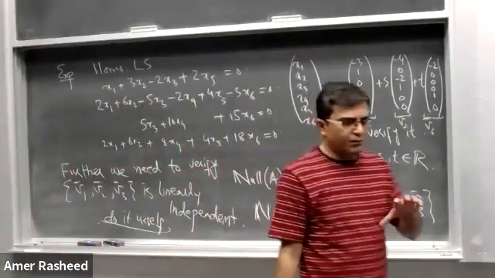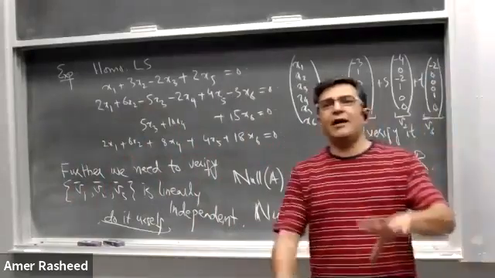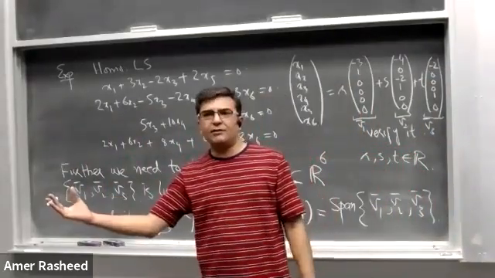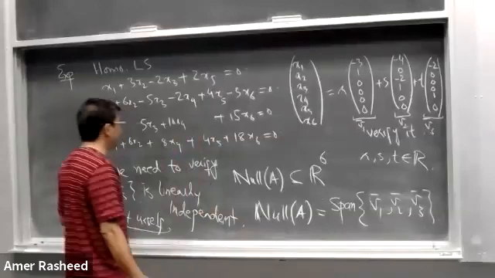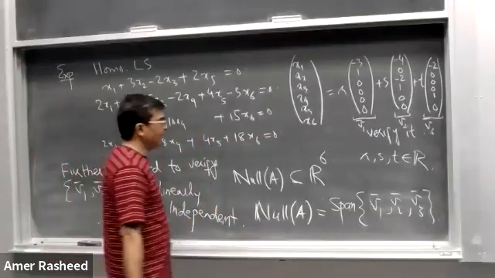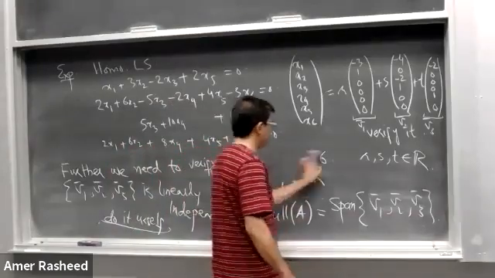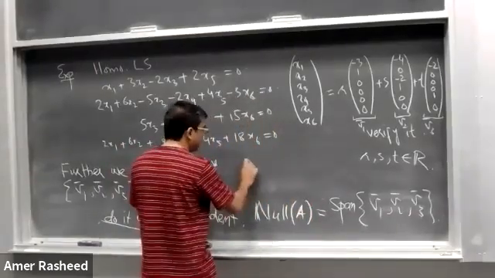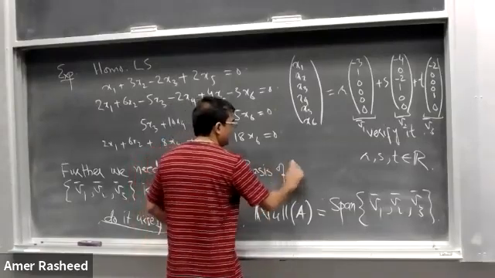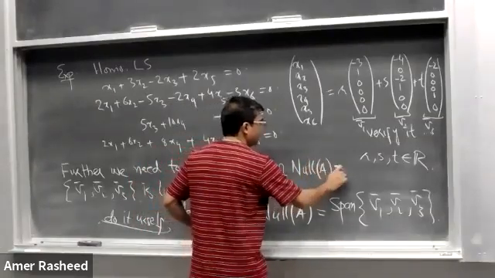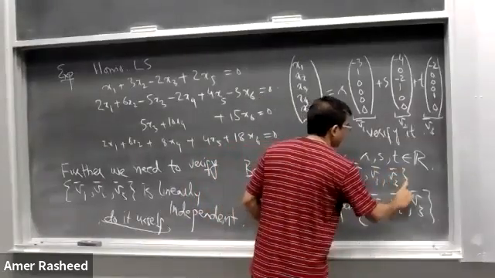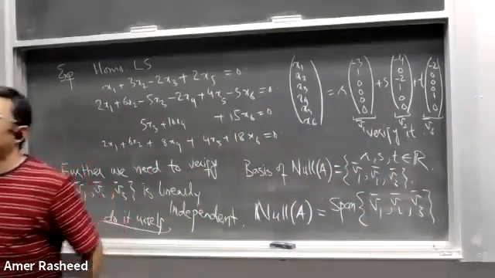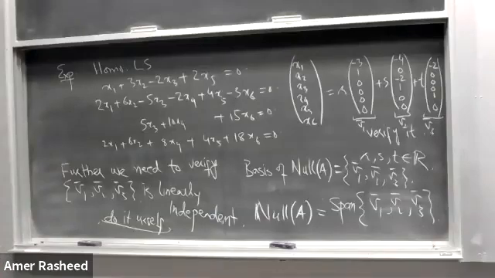Okay. I know that these three vectors are linearly independent. So if these three vectors are linearly independent, as well as they are generating the null space of A, then these three vectors form the basis of the null space. So I can say that the basis of the null space of A is the vector v1, v2, and v3. So the basis of the null space contains v1, v2, v3.